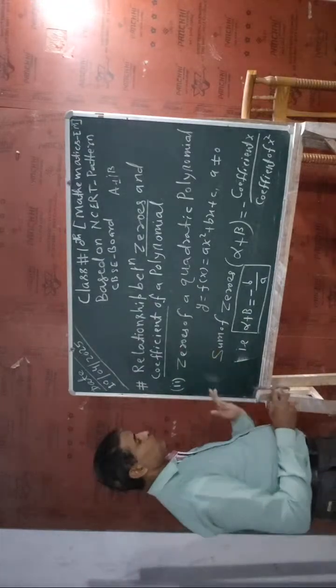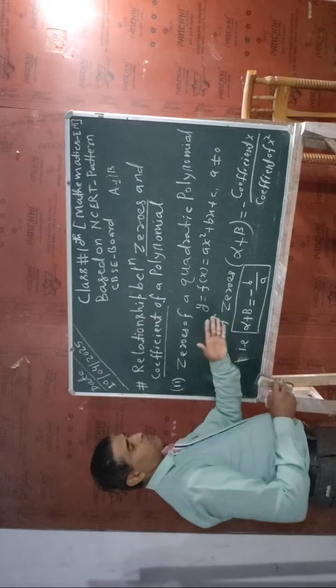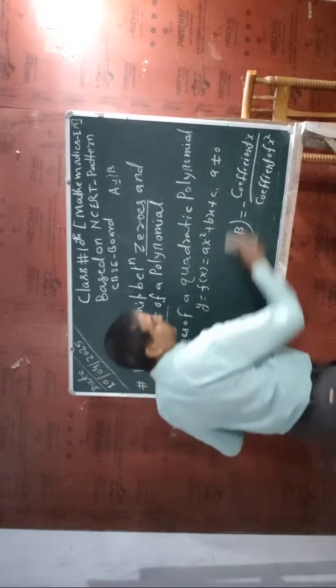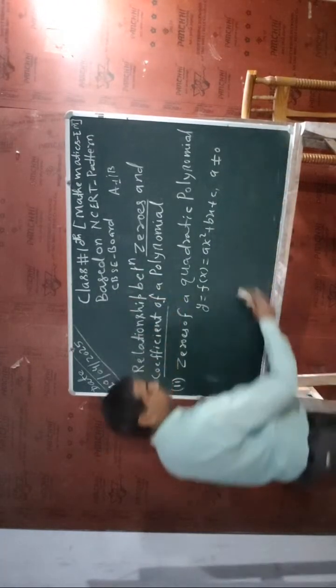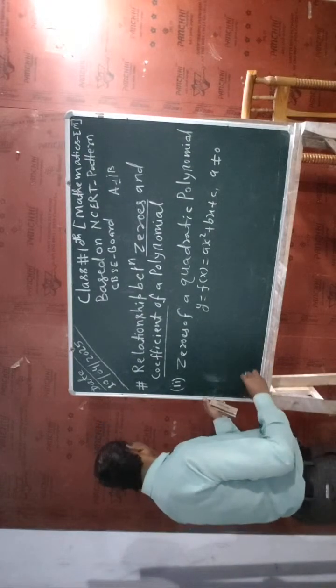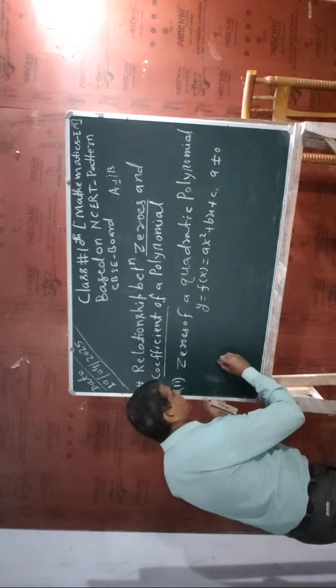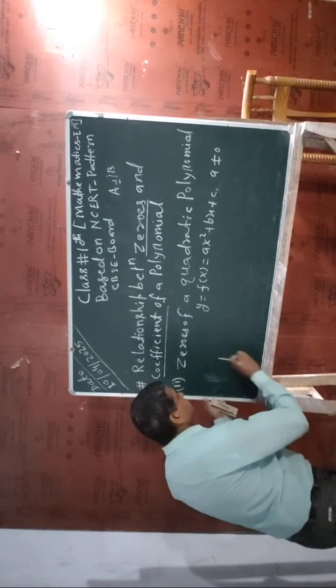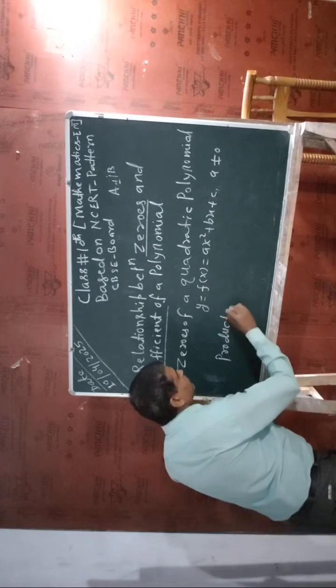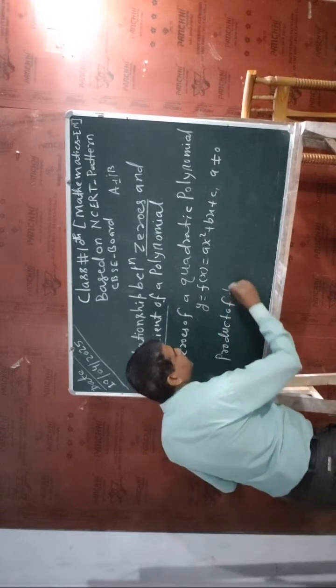Okay, students. So I am going to erase this, and I will take the product of two roots in the quadratic equation. Here I am writing product of zeros, product of two zeros.